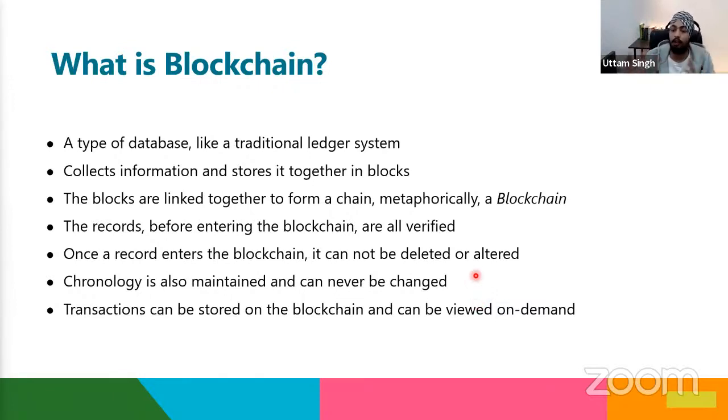You just can't take the fourth block and keep it to the second block, and keep the second block and keep it to the fourth block. This can't happen. The chronology is maintained, and it can never be changed, right? And also, transactions can be stored on the blockchain and can be viewed on demand.